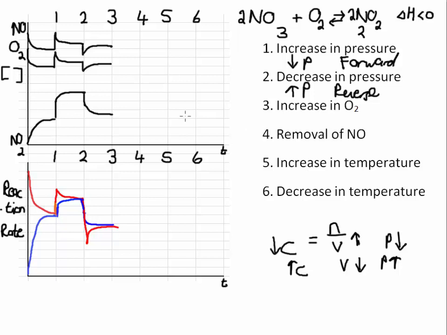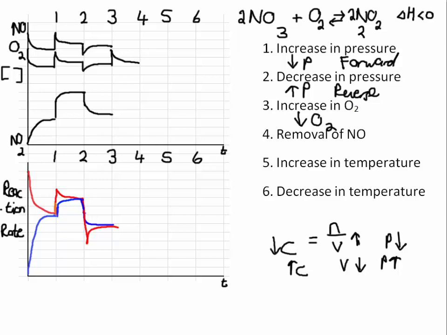Then if we move on to an increase in O2, remember an increase in O2 will only increase the concentration of O2, not NO and NO2. The system will counter this by causing a decrease in O2, which means that the reaction that will be favored here will be the forward reaction.